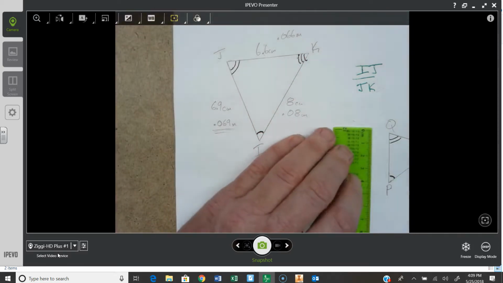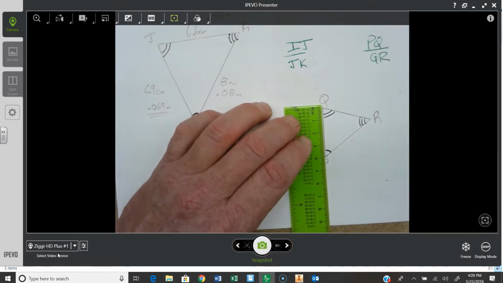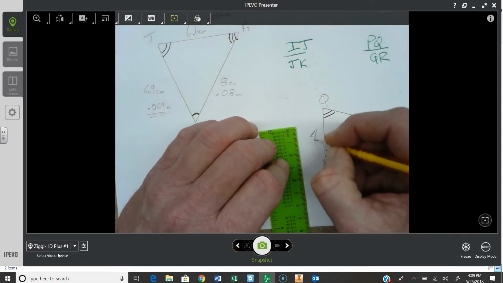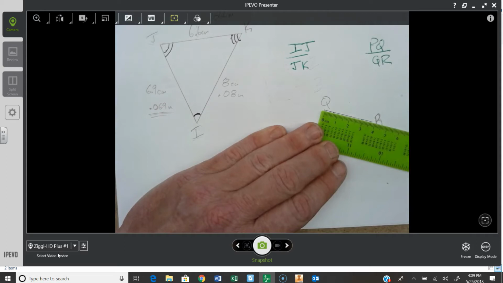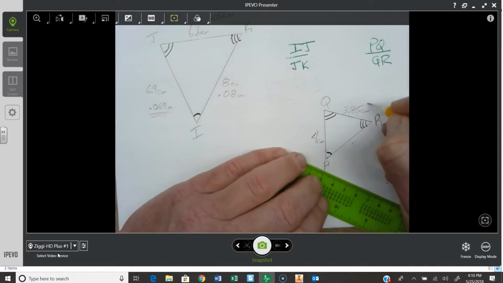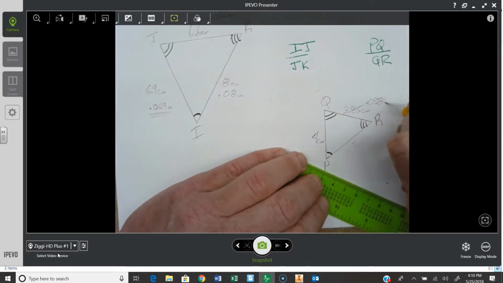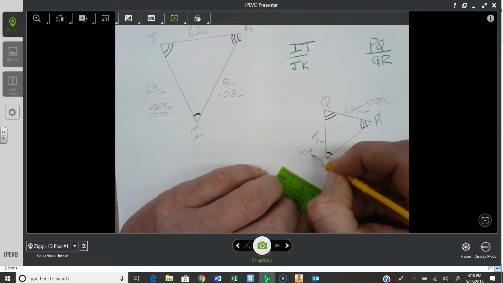Meanwhile, over here, for this triangle, we would have 4 centimeters, and 3.85. I'm going to be a little adventuresome there. 3.85 centimeters, which would be, of course, 0.0385 meters. This would be 0.04 meters.